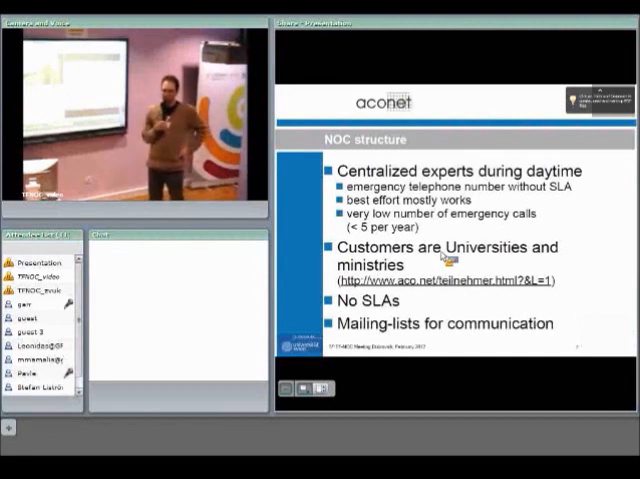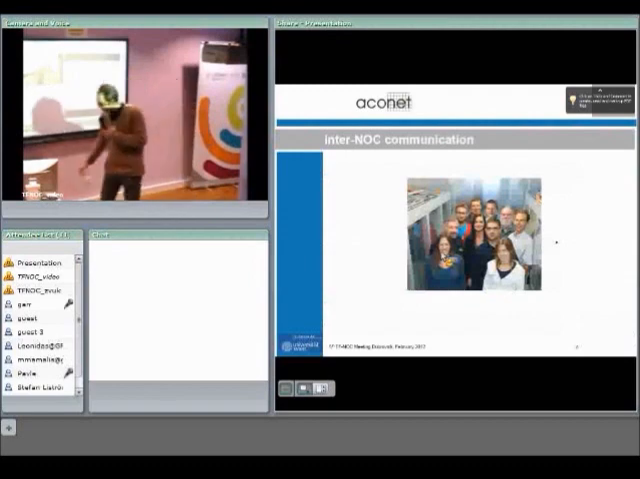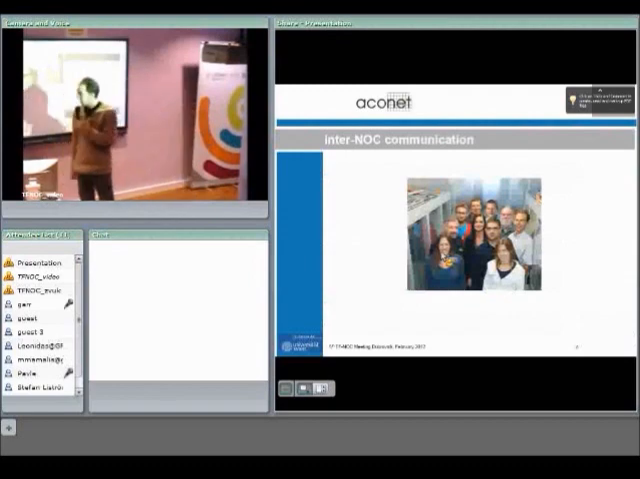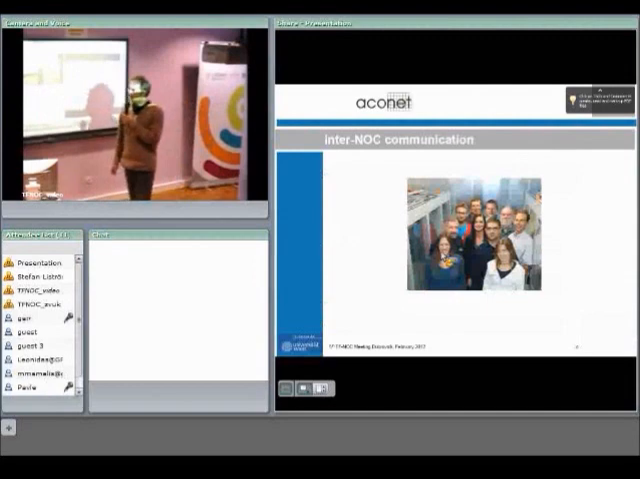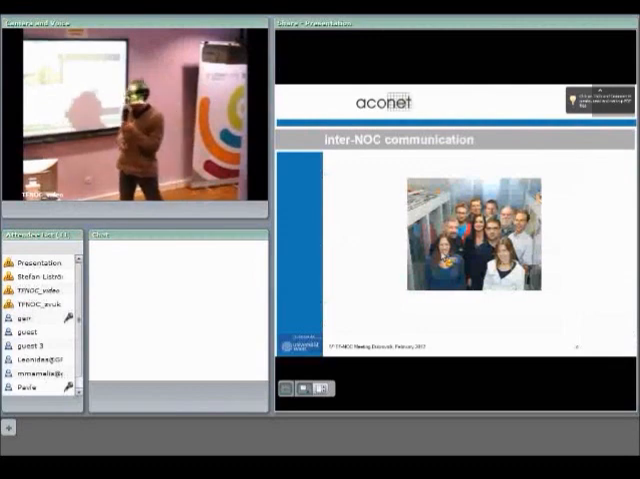This is a photo of all of us. It's not only NOC, it's all people working for ACOnet and the Vienna Internet Exchange together. So you see, these are 9 or 10 people providing all the services we have, and I've made a little bit of an overview of who does what.